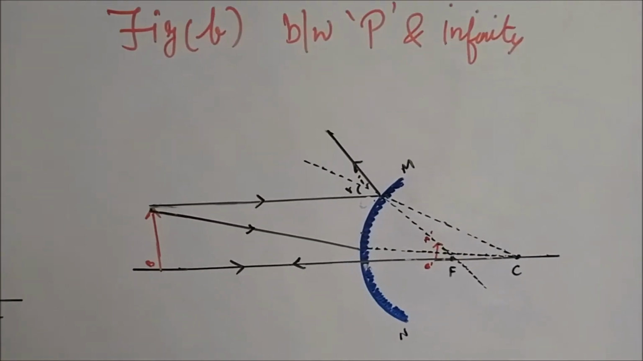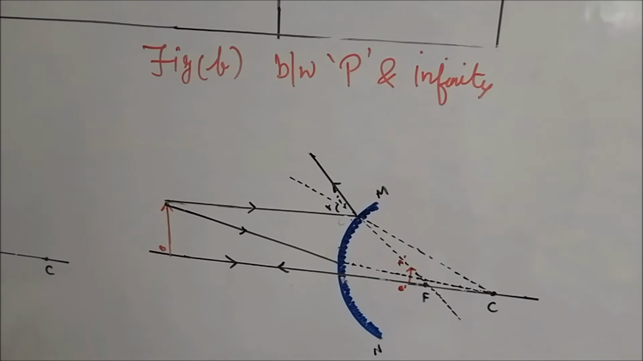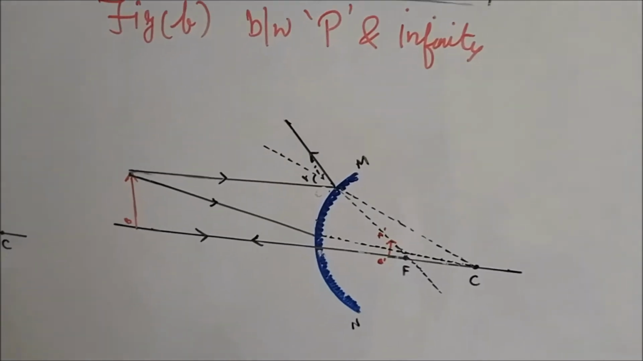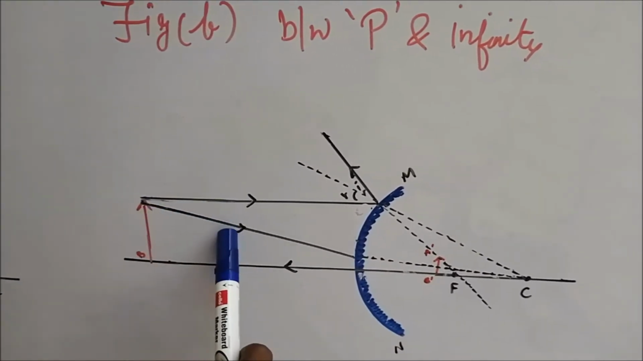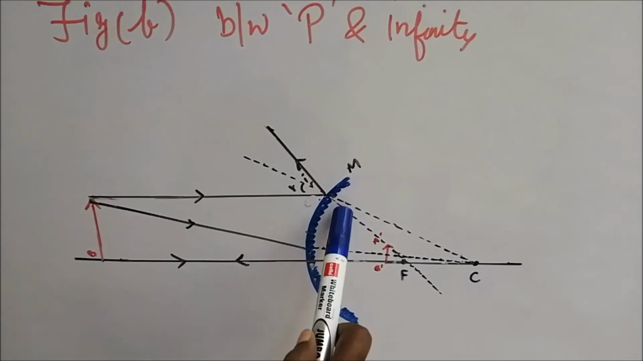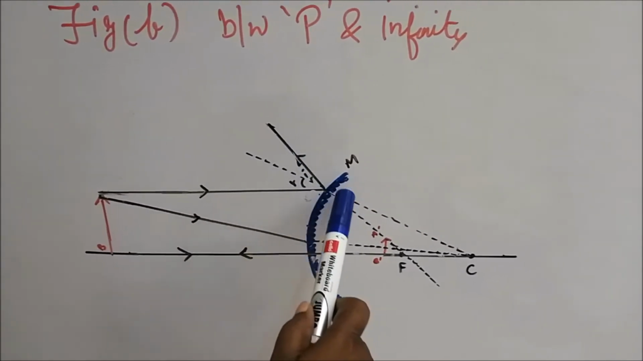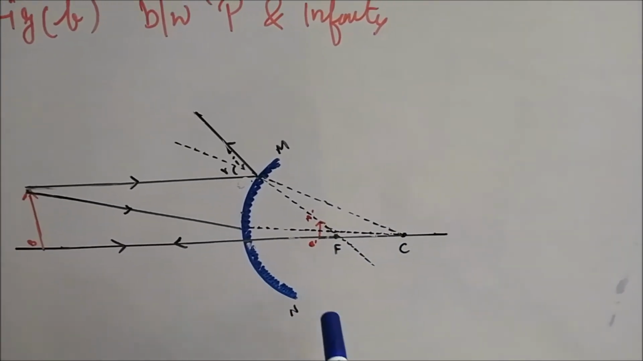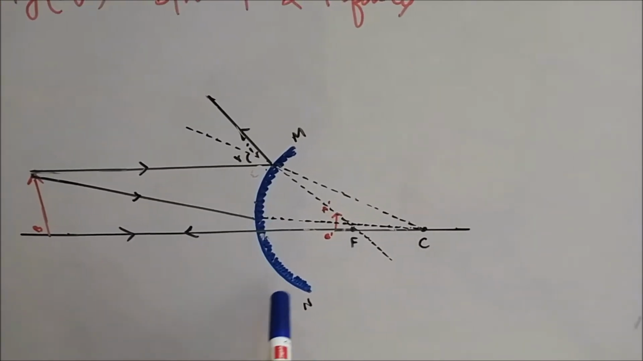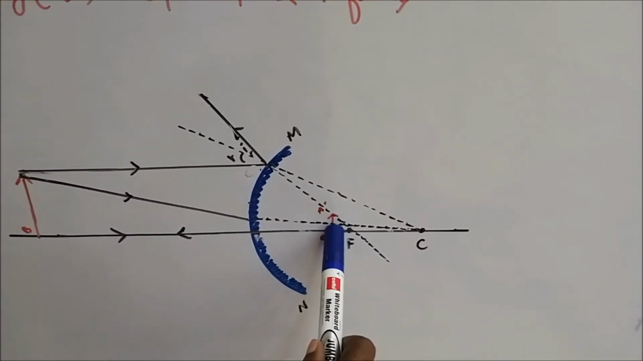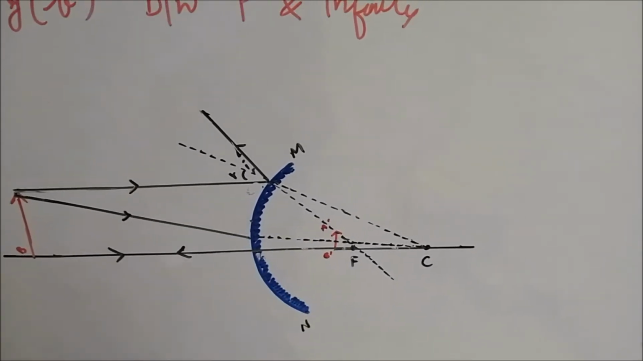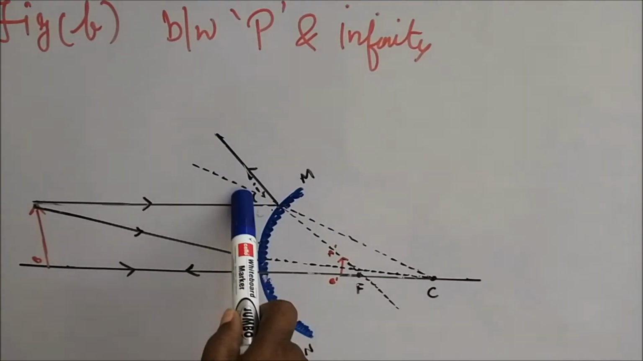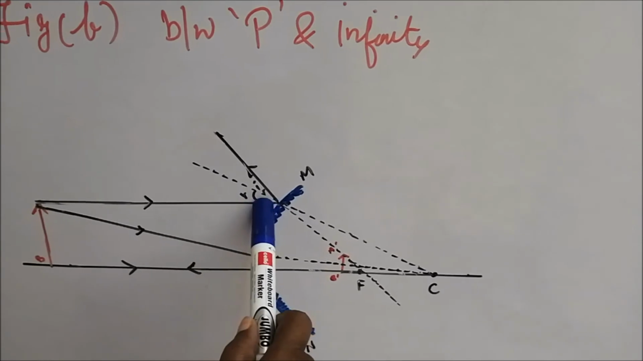Figure B reveals the ray diagram for the formation of image when the object is between P and infinity. These two rays come from the object and fall on the reflecting surface of the convex mirror and get reflected in such a way that the image formation will be between F and P. This is P, the pole of the mirror, and this is F, the principal focus. The formation of image is between P and F. This is the center of curvature of this spherical mirror, and this is the angle of incidence, and this is the angle of reflection.